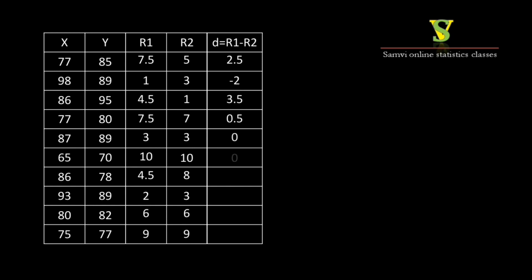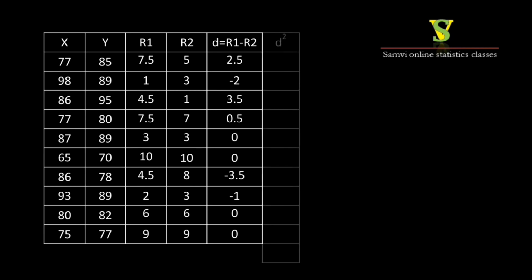10 minus 10 will get here 0. 4.5 minus 8 will get here minus 3.5. 2 minus 3 will get here minus 1. 6 minus 6 will get here 0. 9 minus 9 will get here 0. So once you calculate the D, next step is finding what is D square. Square these D values. So that means 2.5 square will get here 6.25, minus 2 square, that is 4.